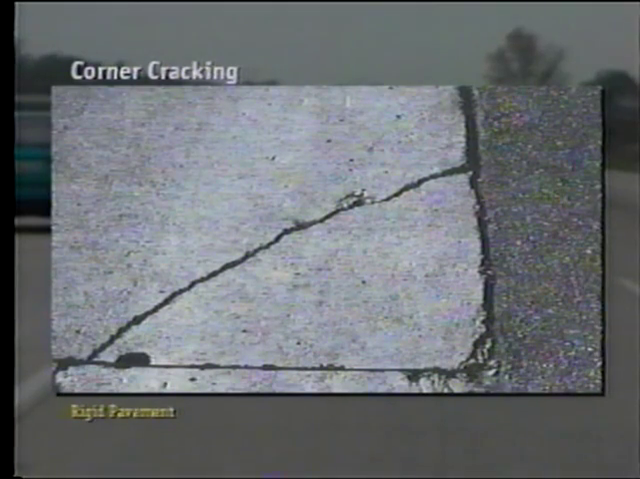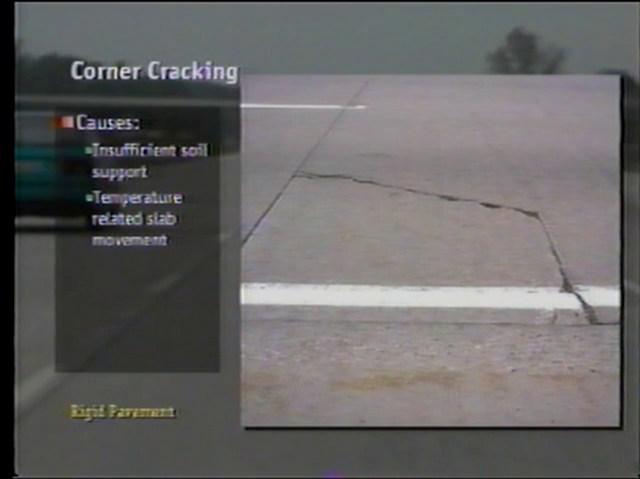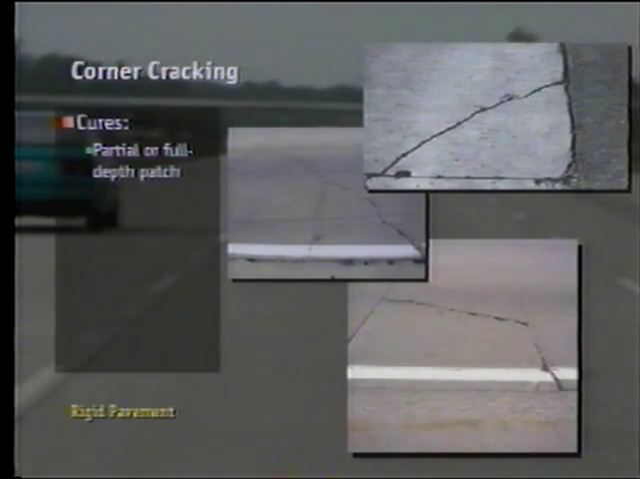With corner cracking, you'll see diagonal cracks near the corner of the concrete slab, usually within 1 foot of the corner. This is caused by insufficient soil support or concentrated stresses due to temperature-related slab movement. Partial or full-depth patching or full-depth joint replacement will remedy this situation.